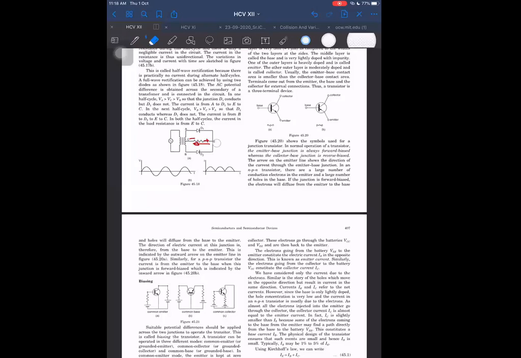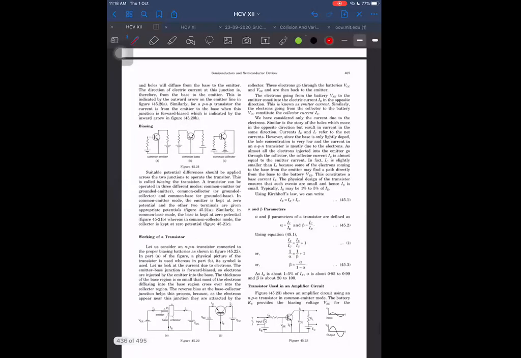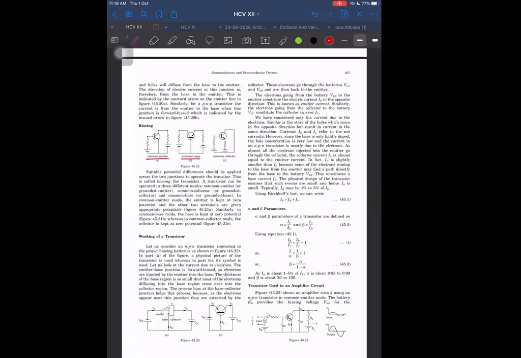Next, biasing in the transistor. How many types of biasing are possible? Three types: common emitter bias, common base bias, common collector bias. As the name suggests, see, this arrow represents the emitter. The emitter is common to the input side and output side. What is input here? Base is input. What is output here? Collector side is output. Common base: base is common here. Emitter is output. Collector is input.